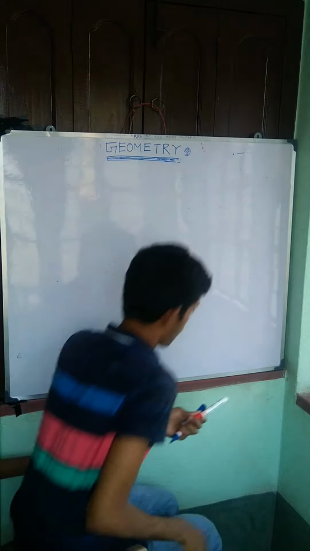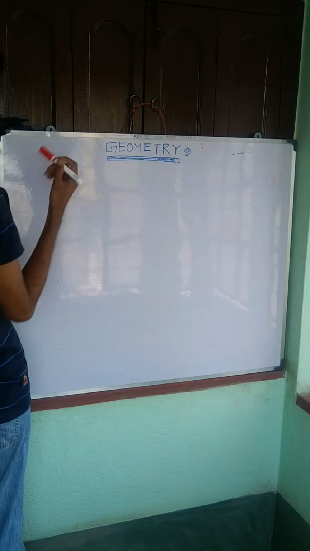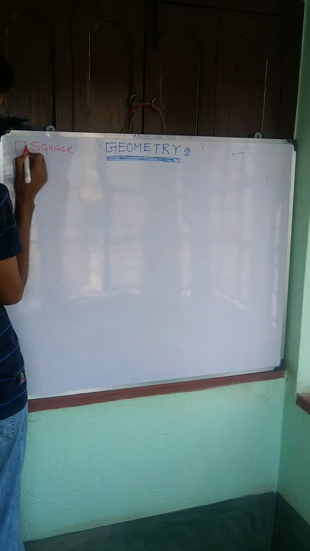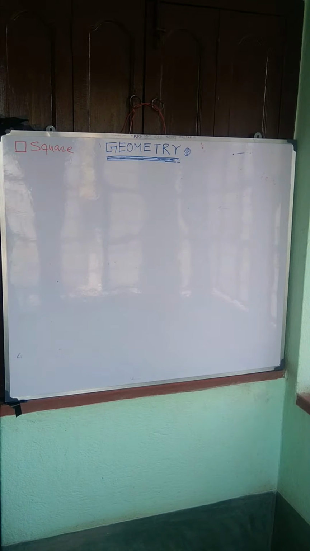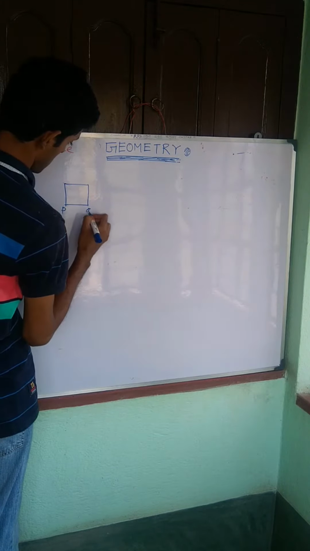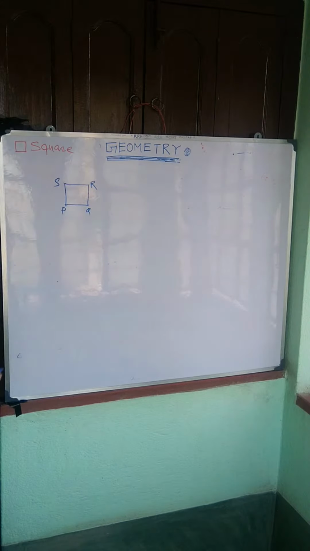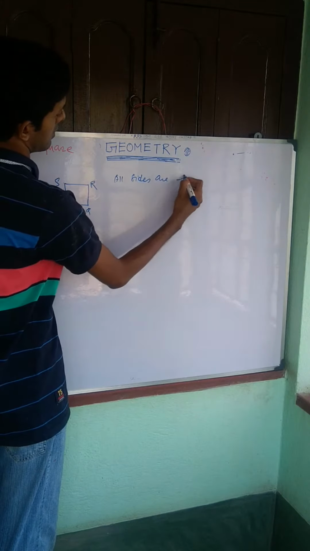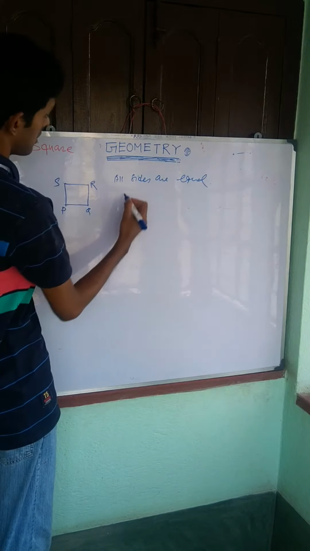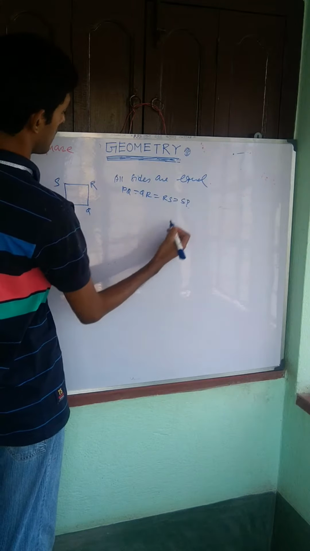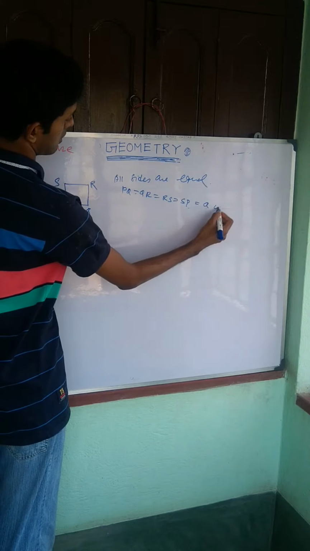Now I will go to the square. So PQRS, this is a square. What are the properties of the square? All sides are equal, that is PQ equals QR equals RS equals SP. Suppose the measurement of all sides is A units.